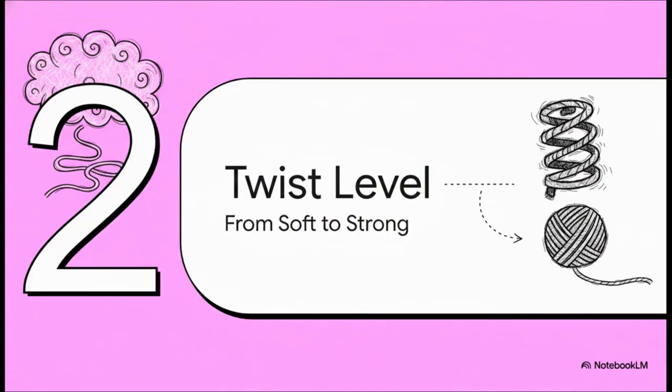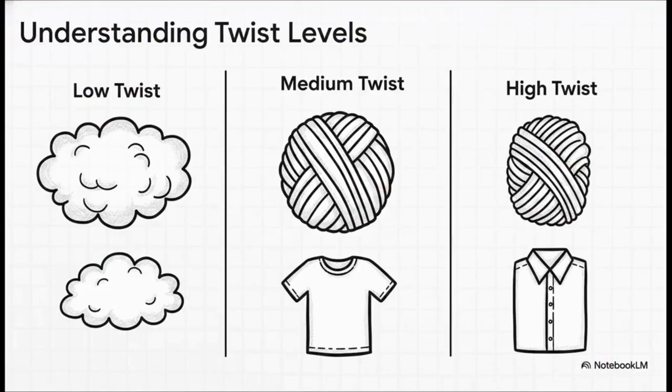Okay, so we've got the direction down, S and Z. But that's only half the story. The next layer of control is all about the amount of twist. This is where we stop just making yarn and we start designing exactly how it's going to feel and act. You can really break it down into 3 main categories. A low twist gives you a yarn that's super soft, kind of fluffy and bulky, and really absorbent.